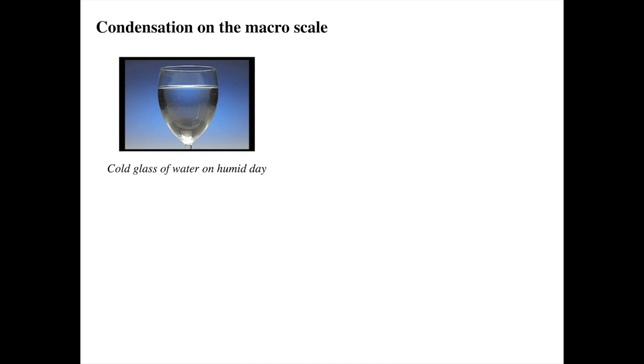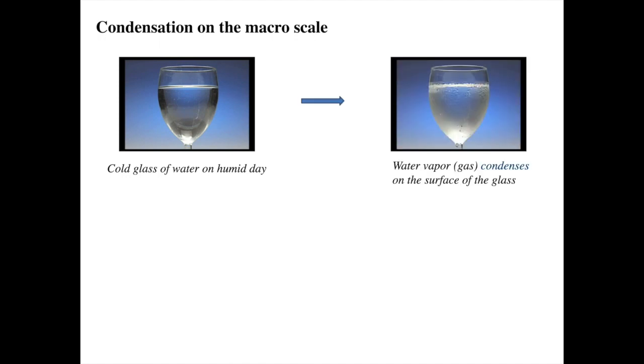So here's a picture of condensation. Suppose you had a cold glass of water and it's a humid day. There's a lot of water in the atmosphere in the gas phase. What's going to happen? Well, you're going to see on the outside of the glass some water form, and that water in the liquid phase came from water in the gas phase. So the cold glass surface had water condense onto it out of the gas, the atmosphere around us.